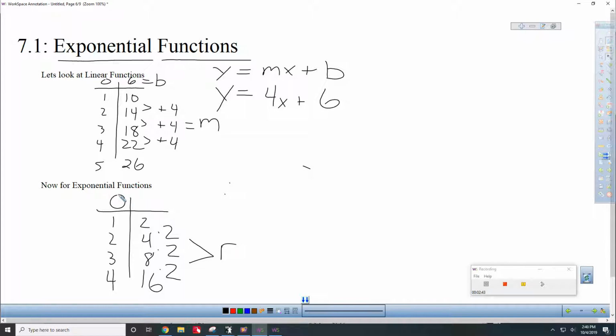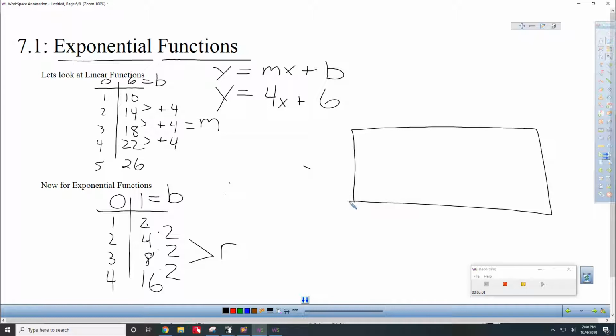Same thing, we're going to need a b, so put in a 0, work backwards. 16 divided by 2 is 8, divided by 2 is 4, divided by 2 is 2, divided by 2 is 1. That is still our b. We're still going to refer to our y-intercept as b. So here's the important thing from this section. The formula for exponential functions is y equals b times r to the x. So this equation would be y equals 1 times 2 to the x power, or just y equals 2 to the x power. In this case, those are the same thing.